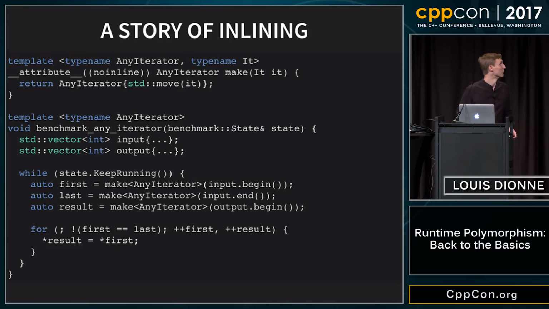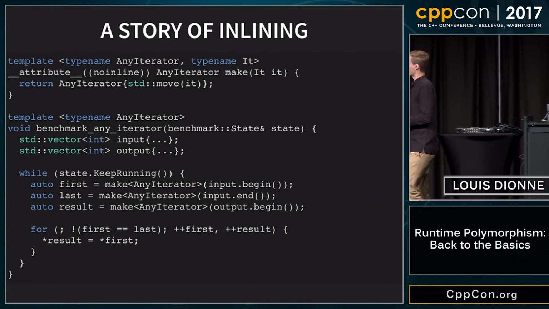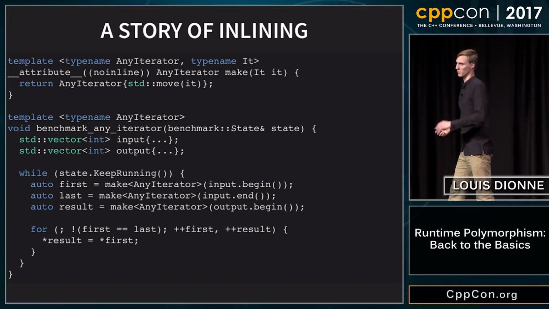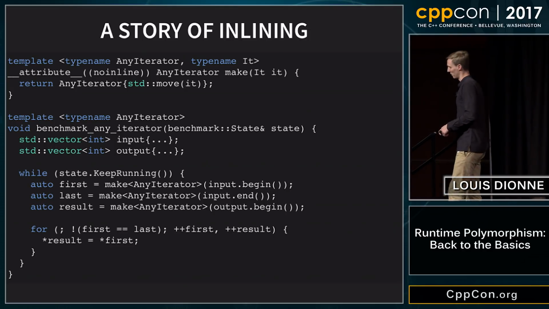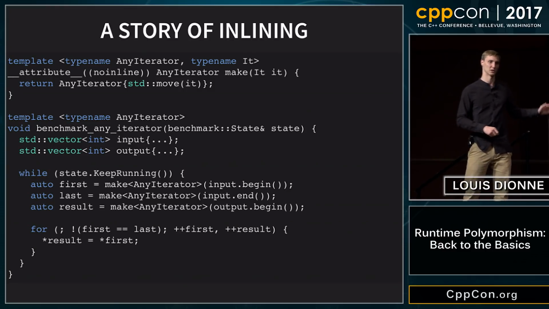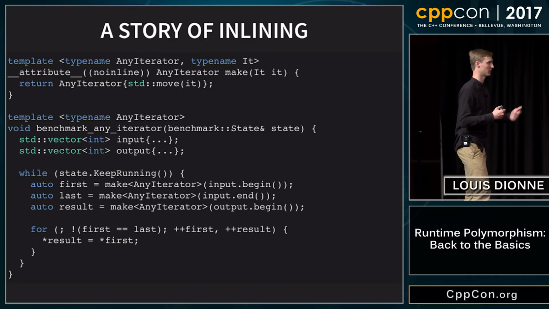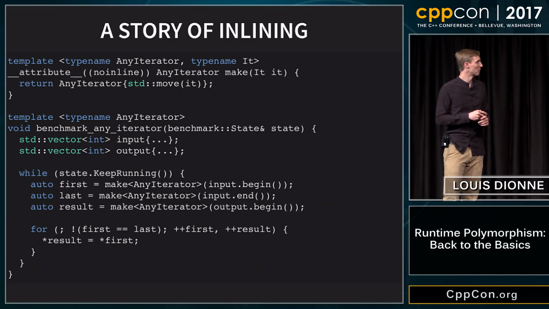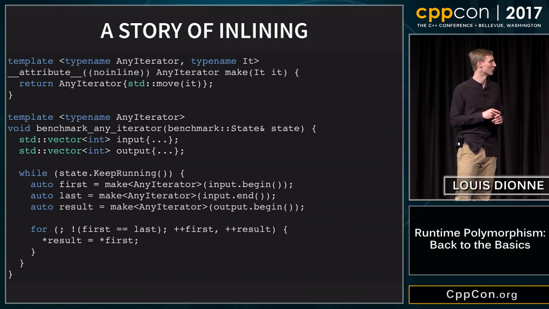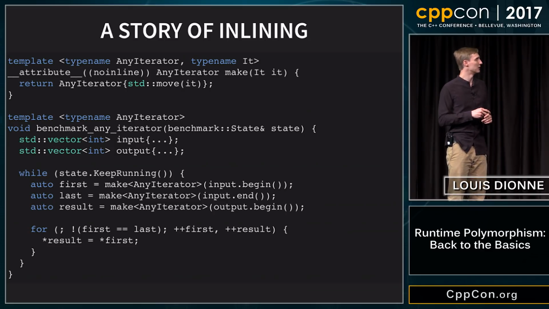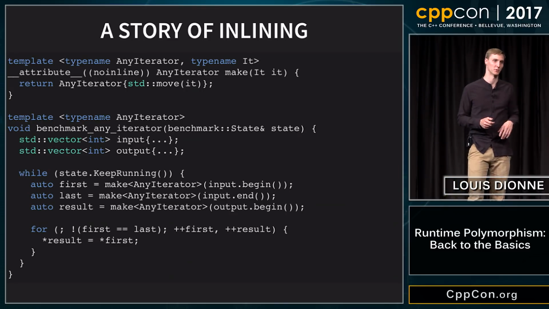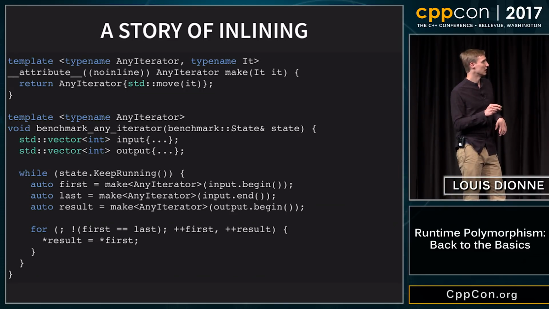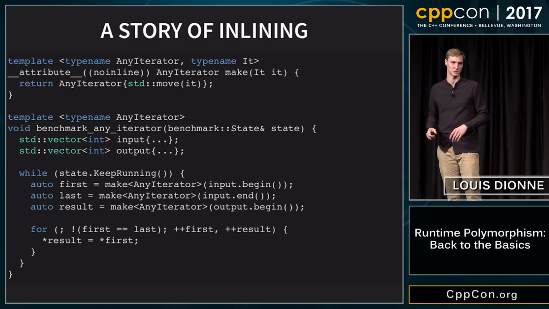And now I have another fun story about inlining. So I had this benchmark. I mean, it's not exactly the benchmark I had, but something like this, where I was type erasing an iterator, which is not a super clever thing to do, but I was just playing around. Basically, I have an input vector and an output vector, and then I create iterators over them. And then I just copy the input vector into my output vector. The interesting thing here is that each comparison, each increment and each dereference is going through a virtual call because everything is type erased.